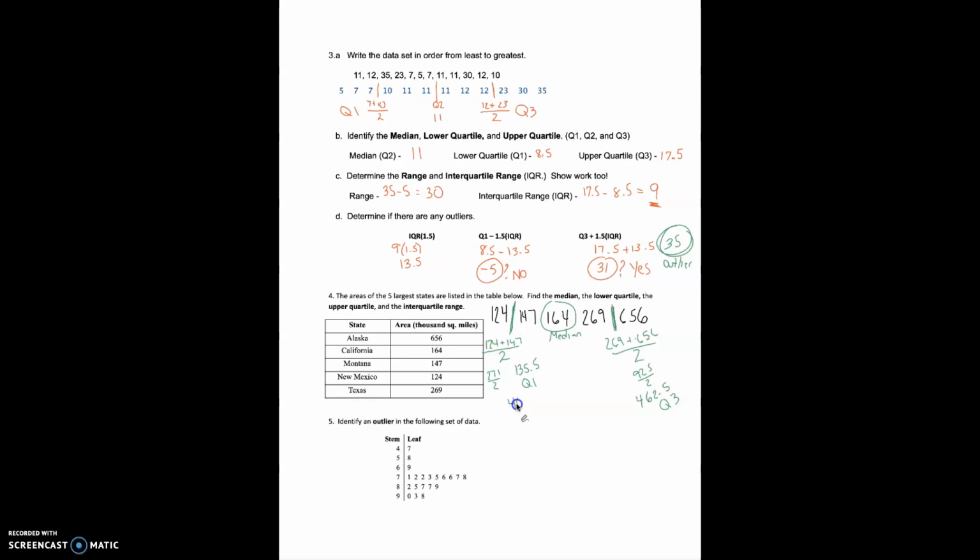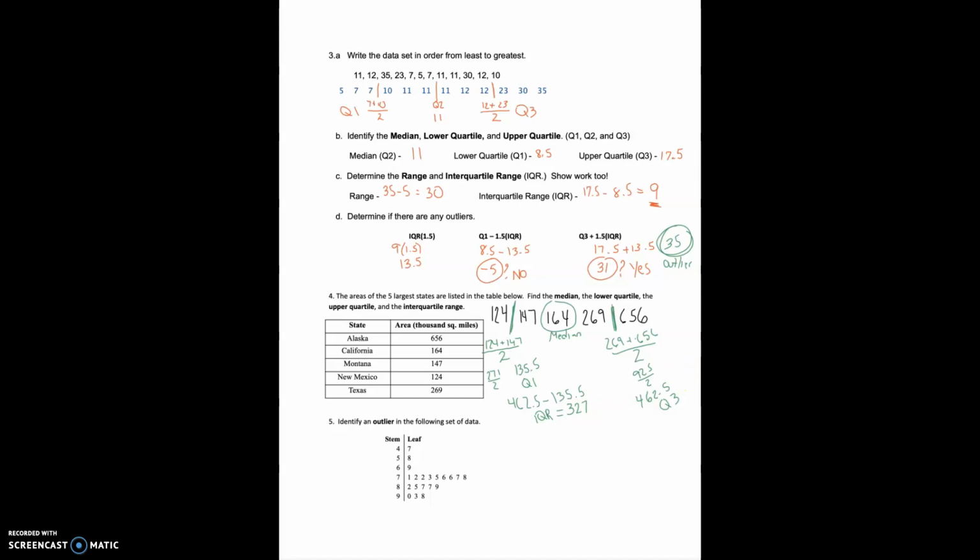All right, so lower quartile, upper quartile, and the last thing we need to find is the IQR. So what is 462.5 minus 135.5? My IQR is going to be 327.